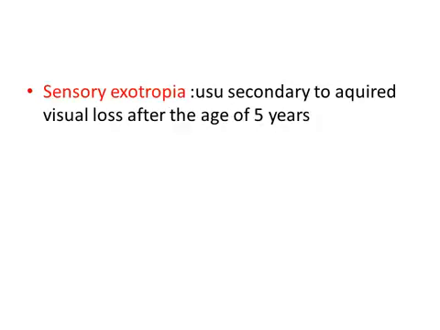Sensory exotropia is usually secondary to acquired visual loss after the age of 5 years, for example, accidents or corneal injuries. These may end with very poor vision, and very poor vision after the age of 5 years will cause exotropia.